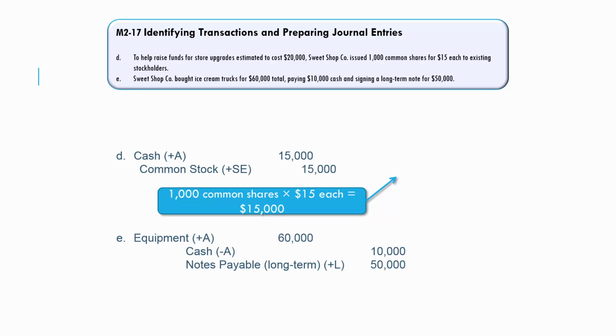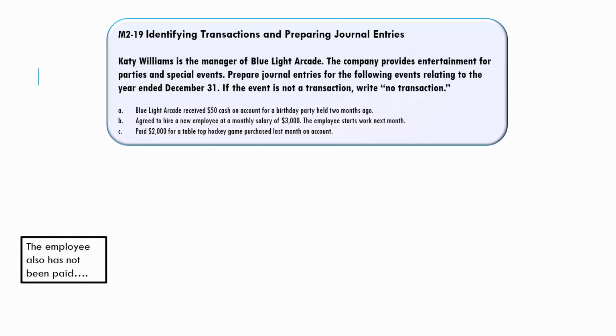A number of different ways to get at the solutions to these problems. The $10,000 is cash going down. You reduce an asset by crediting it. The $60,000 is gaining the equipment. You increase an asset by debiting it. Now, to make everything balance, we also notice that we have a note, which is $50,000 happening there.